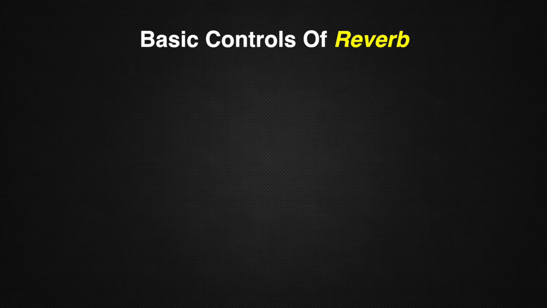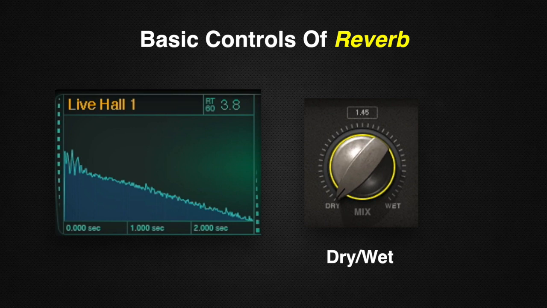Now we're going to go over the basic parameters of a reverb effect. These aren't the only parameters on a reverb effect. I just want to go over the very basic ones, so you have an understanding of how to apply reverb right after watching this. The first parameter is the dry-wet. This is the amount of the dry and reverberated sound in your mix.